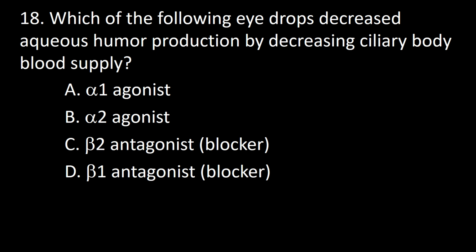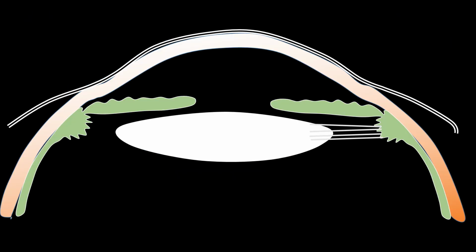Next question. Which of the following eye drops decreases aqueous humor production by decreasing ciliary body blood supply? A. Alpha-1 agonist, B. Alpha-2 agonist, C. Beta-2 antagonist, D. Beta-1 antagonist. I will be using this representation of the anterior aspect of the eye to explain the mechanisms of some of the drugs used in the treatment of glaucoma.